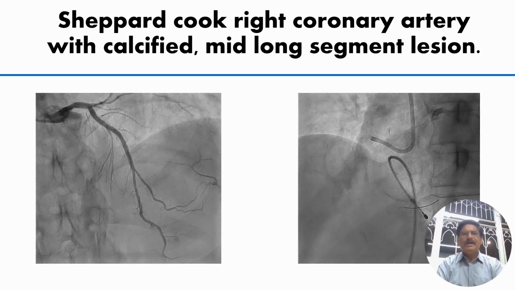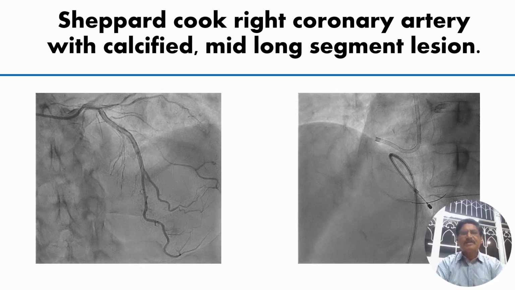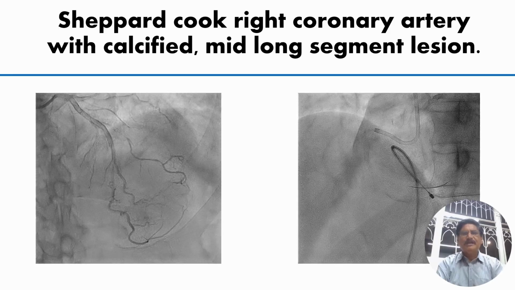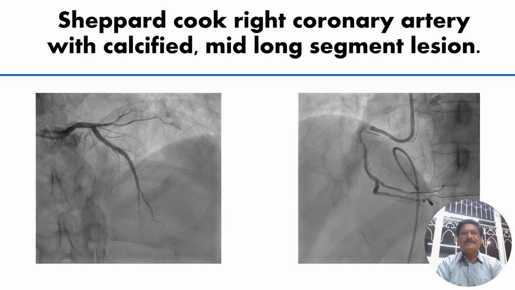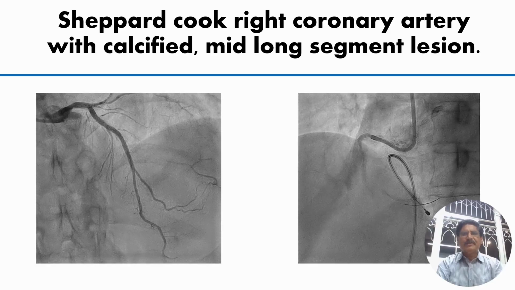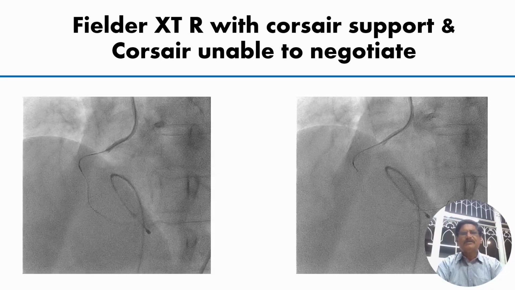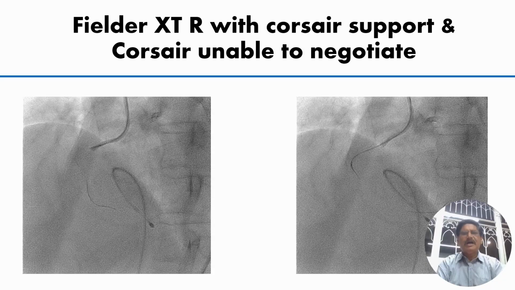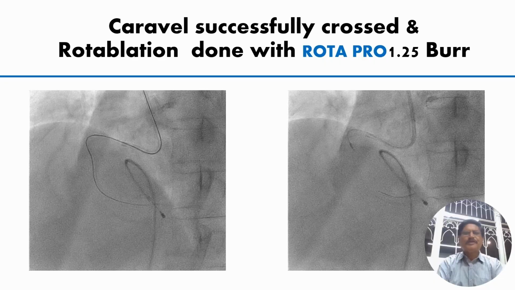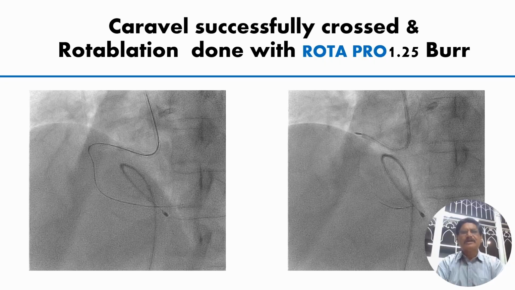You can observe a patent LAD stent, which is type 3, and then a non-dominant circumflex with diffuse disease, and the right coronary shows a Shepherd's crook RCA with mid-segment heavy calcium, and the AL guide gave very good support to the rotablation. Next, we took the Fielder XTR with Corsair support, and the Corsair was unable to negotiate. As the Corsair is bulkier, we took the Caravel, which has a low tip profile, and which successfully crossed, and rotablation was done with RotaPro 1.25.